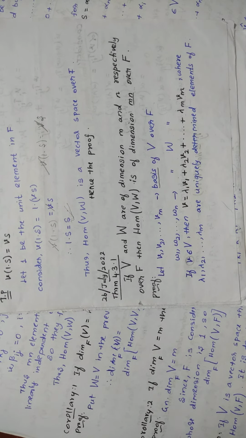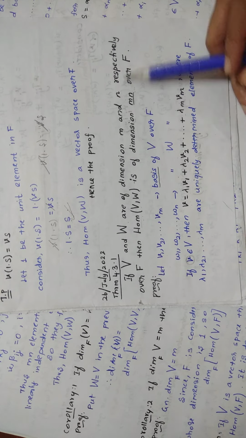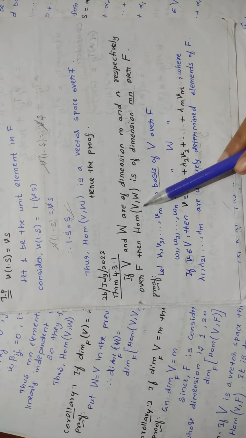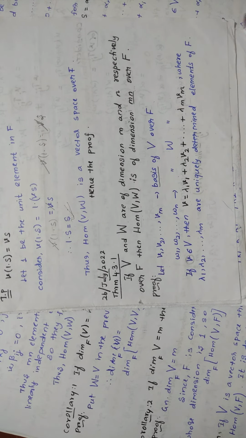I'm going to explain the theorem. If V and W are of dimension m and n respectively over F, then Hom(V, W) is of dimension mn over F. That is, here you are given two vector spaces.